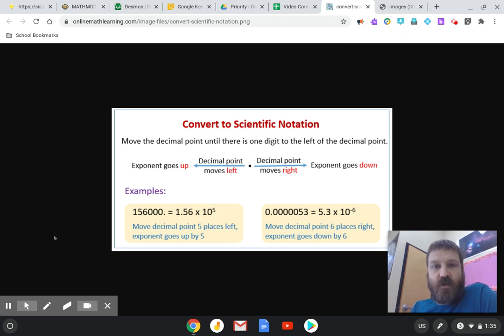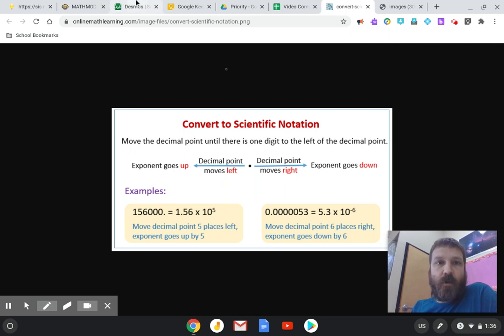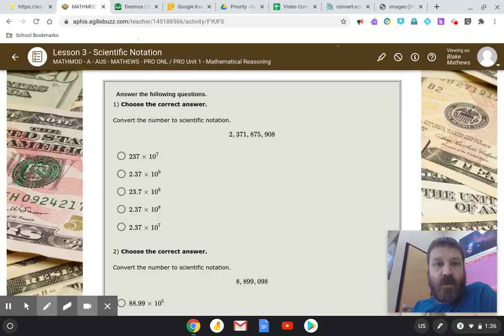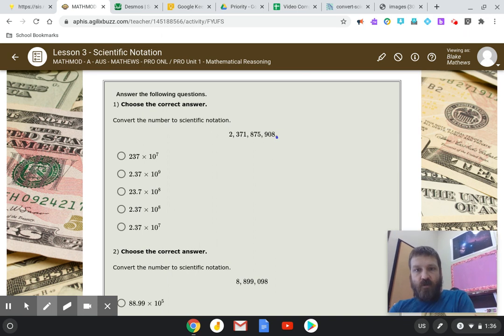To convert to scientific notation, you're going to move the decimal point so that it ends up where there's just one digit left of the decimal point, like one right before it. So for any number, no matter how long it is, the first thing you're going to want to do is move that decimal point until you get it there. So let's do that right now. If I want to move that decimal place, I'm going to go 1, 2, 3, 4, 5, 6, 7, 8, 9 spaces.